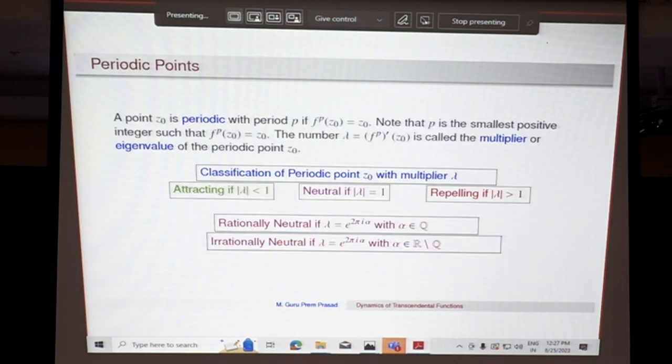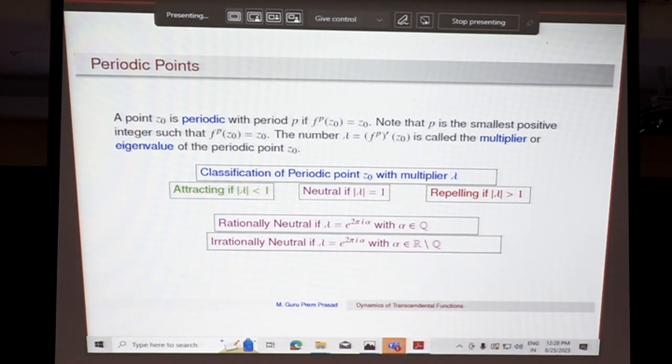Okay. Another thing which plays an important role in complex dynamics is the periodic points. A point z naught is said to be periodic with period p if f^p of z naught equals z naught. Of course, we take the smallest positive integer p, which is called the prime period. For this periodic point of period p, you define the number lambda, which is f^p prime of z naught, called the multiplier or eigenvalue. Depending on this multiplier, the periodic points are classified.